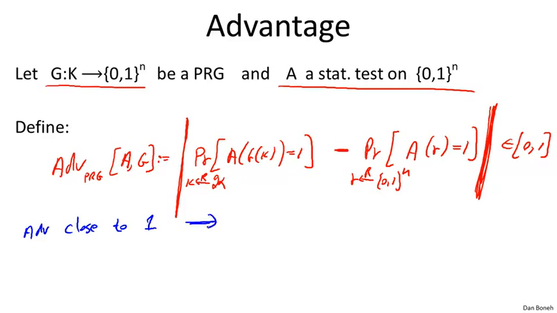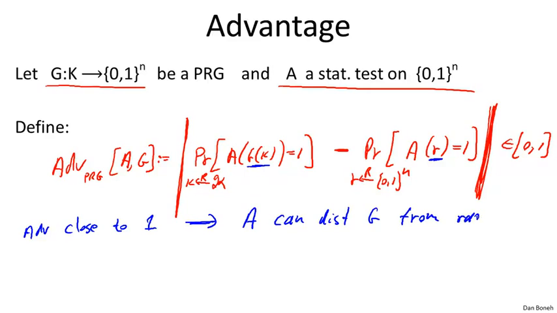That means that somehow the statistical test A behaved differently when we gave it pseudo-random inputs, the output of the generator, from when we gave it truly random inputs. In one case, it output 1 with a certain probability, and in the other case, it output 1 with a very different probability. So what that really means is that the statistical test can basically distinguish the output of the generator from random.